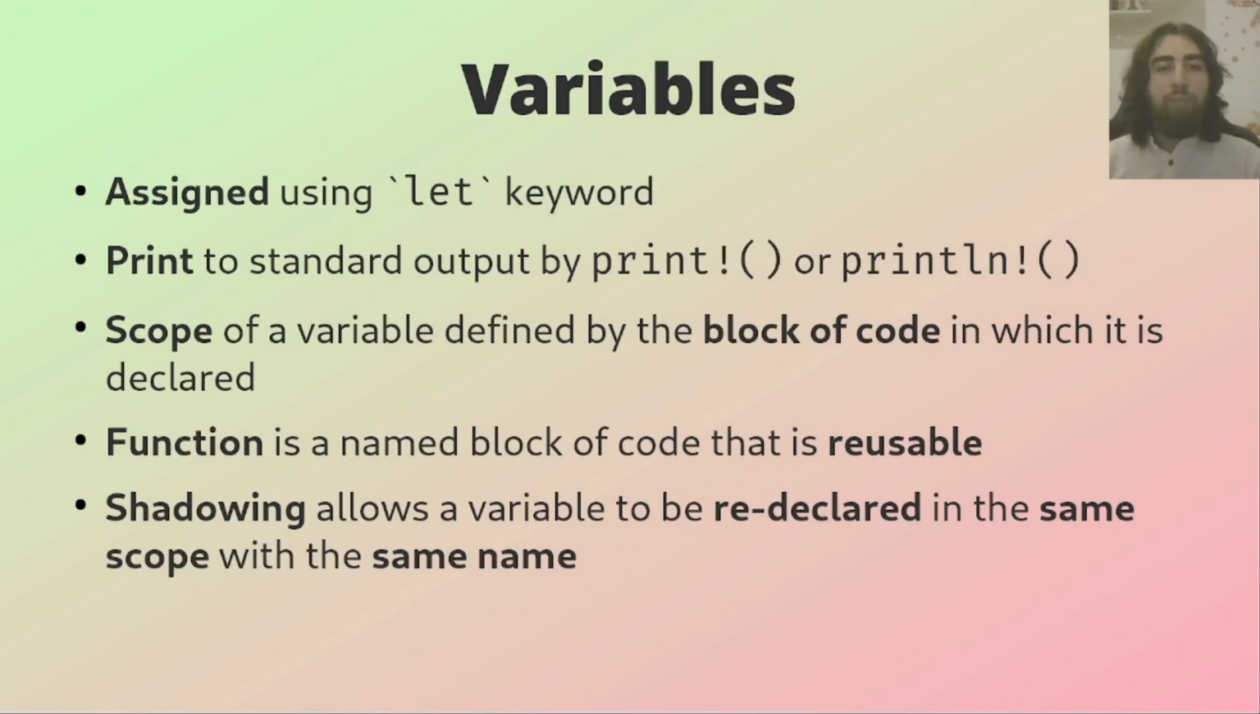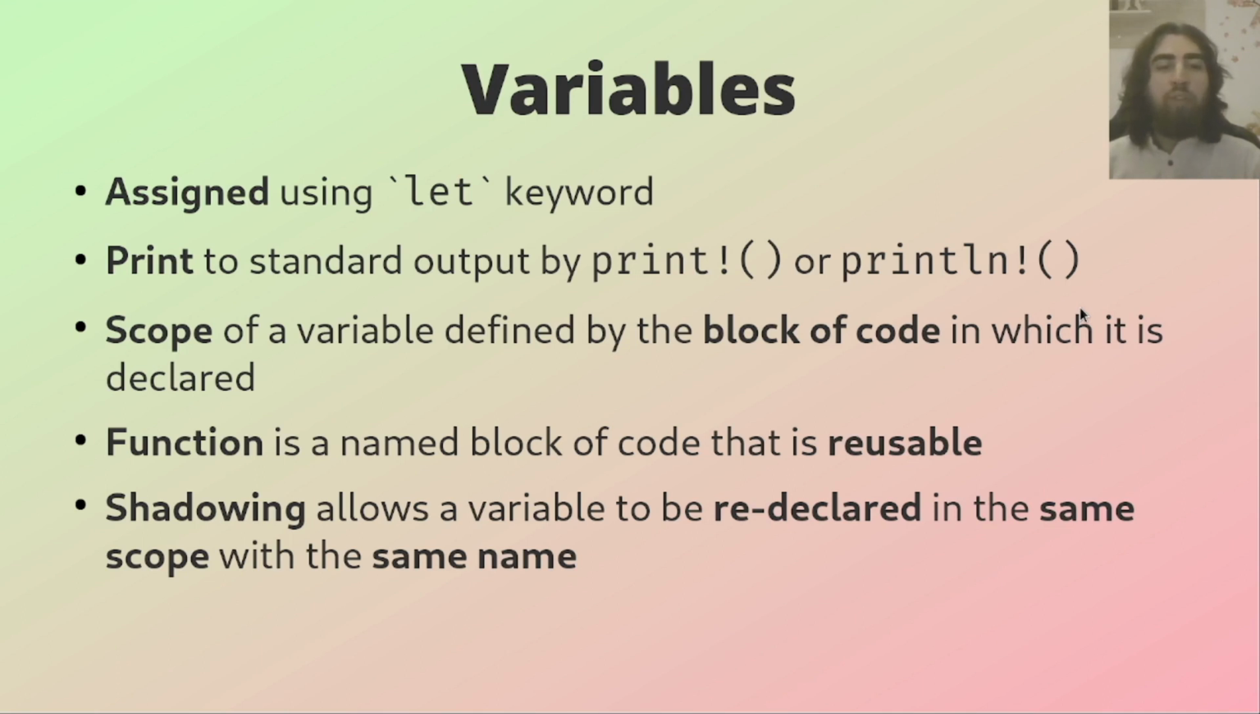So variables. Variables are assigned using the let keyword. So if you're coming from a JavaScript background, this might seem familiar. You can print to standard output by the print or println macros. So print and println are basically very much the same, but println adds a new line at the end of the output.